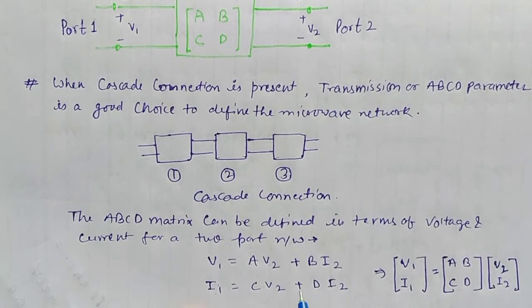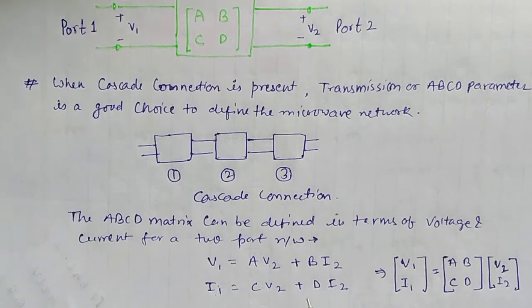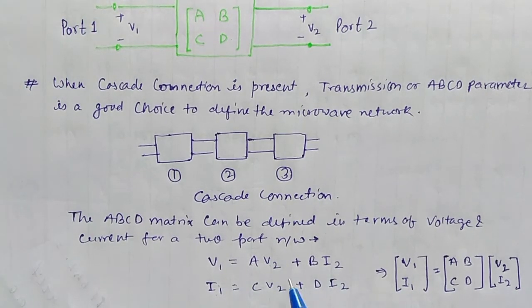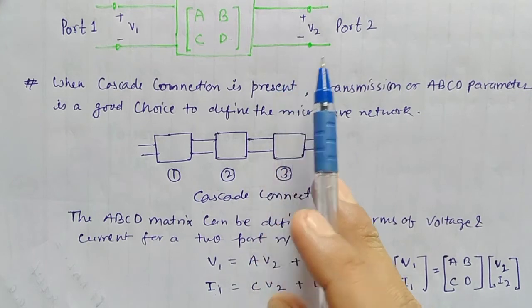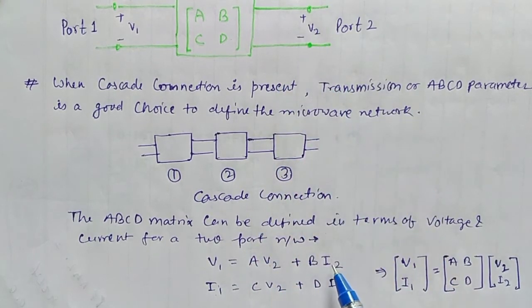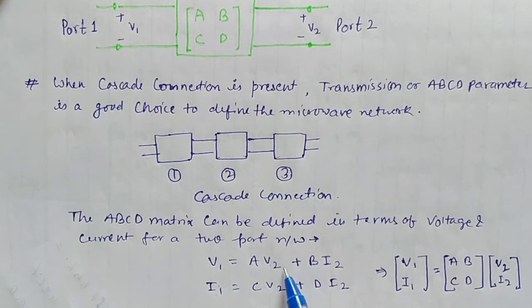Now we can simply apply the open circuit and short circuit. When we apply the open circuit, the current will be 0. And when we make this two-port network short circuit, then current will be maximum and voltage will be 0. So applying these two conditions, easily we can find out A, B, C and D.